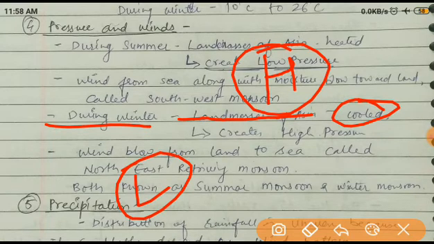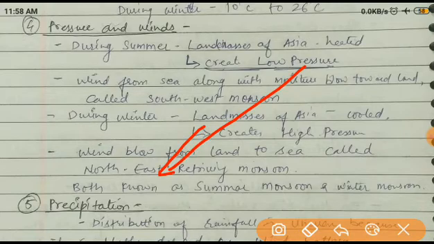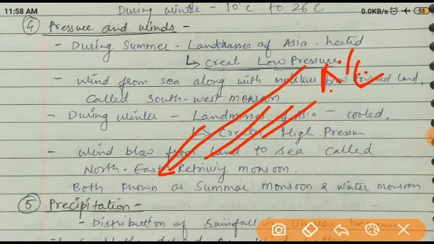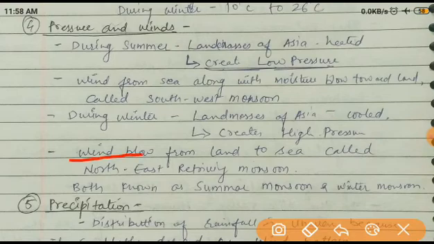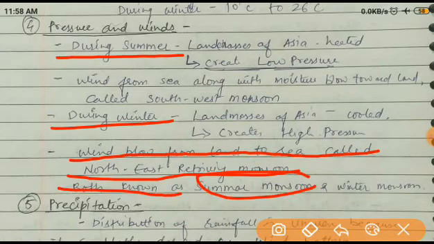Okay, so create high pressure, wind blows from land to sea. Now just opposite, after this rainfall, these land masses are coming from here, so that's why it is from northeast. These winds are blowing from the northeast, also called the retreating monsoon. So winds blowing from land to sea are called the northeast retreating monsoon. On the basis of this, during the summer and the winter season, these are known as the summer monsoon and the winter monsoon. I hope it is clear.